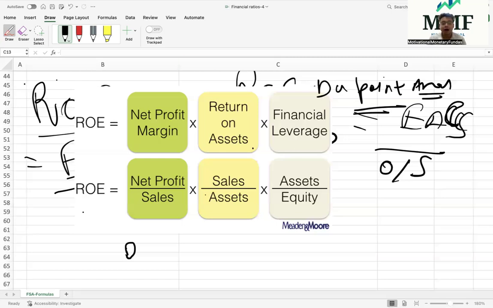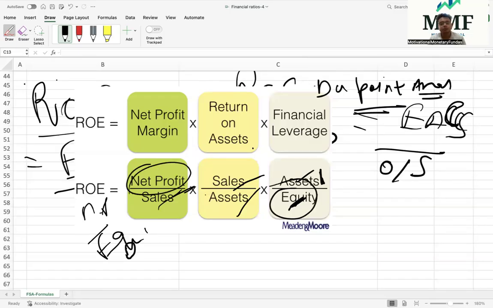You can derive the ROE. What is ROE? ROE is your net profit by the equity. If you cancel it out, sales से कट जाएगा, assets से कट जाएगा. So it is your net profit by equity itself. We've just tried to derive the formula for ROE from this. So always, as a student of finance, as an analyst working in an investment banking firm or asset management firm, we want the net profit margin and the return on assets to be as high as possible. But we do not want the financial leverage to be high.